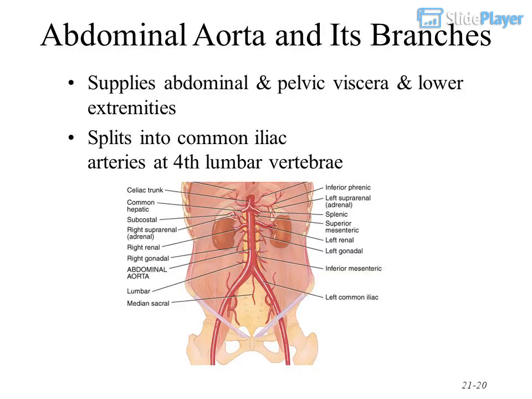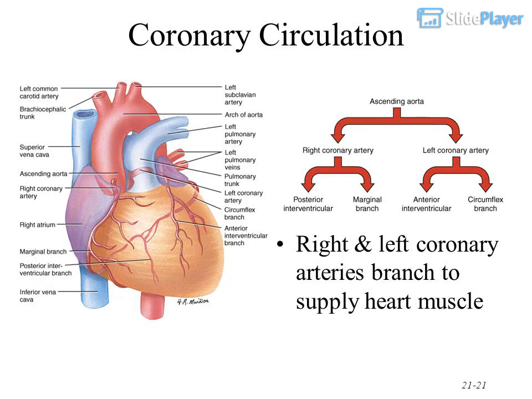The abdominal aorta and its branches supply abdominal and pelvic viscera and the lower extremities. It splits into the common iliac arteries at the fourth lumbar vertebra. Coronary circulation: the right and left coronary arteries branch to supply heart muscle.